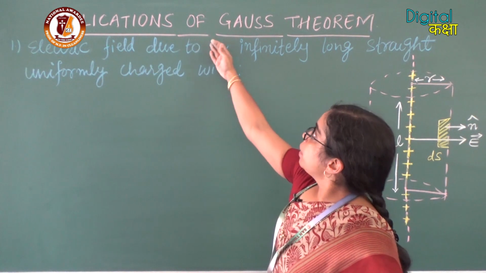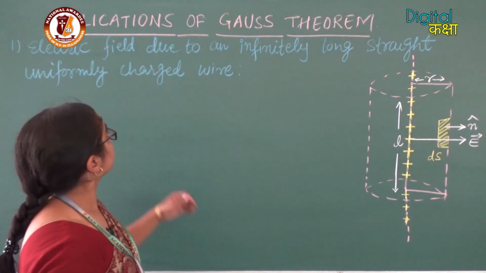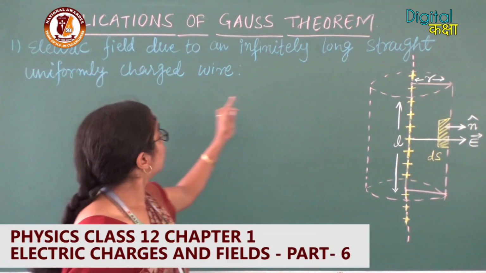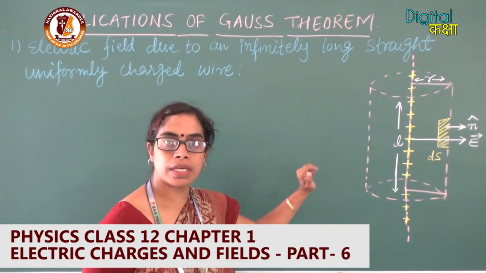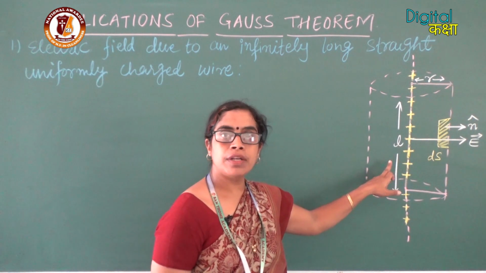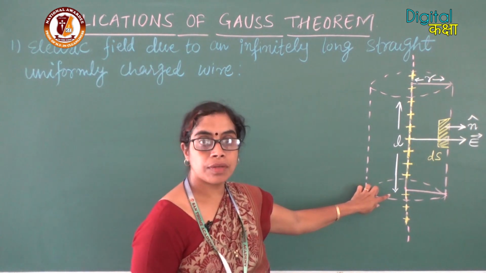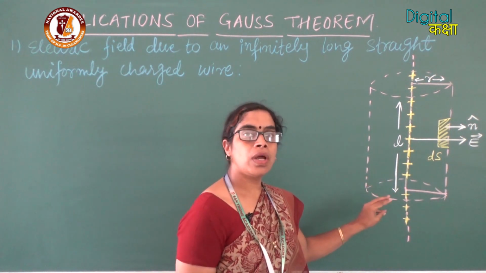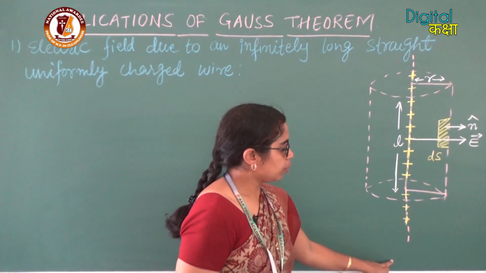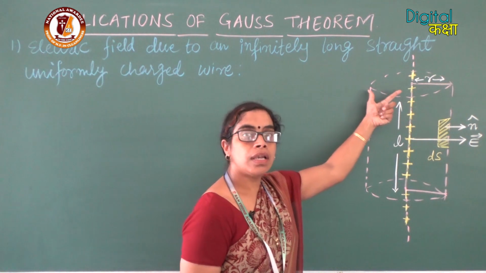Let us see the applications of Gauss theorem. The first application of Gauss theorem is to find the electric field due to an infinitely long, straight, uniformly charged wire. In the diagram, this pink wire is an infinitely long wire on which positive charges are distributed uniformly or in a continuous manner. It can be extended in both directions because we have taken it infinitely long in length.